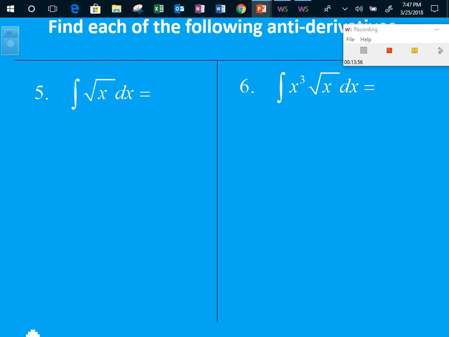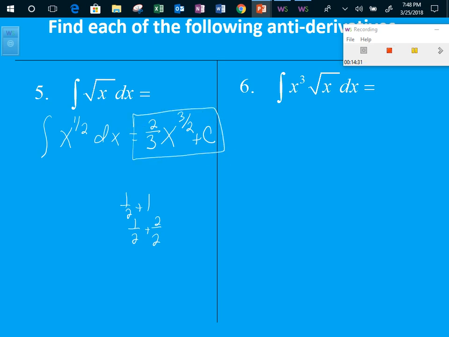Here's your number 5. Write this as something we can handle first. So let's think of this as x to the 1/2 dx. Let's apply our rule, so let's add 1 to the exponent. Don't touch your calculator. 1/2 plus 1 is the same thing as 1/2 plus 2/2. So it looks like this becomes 3/2. Multiply by the reciprocal, which is 2/3, plus c. And there's your answer, guys.